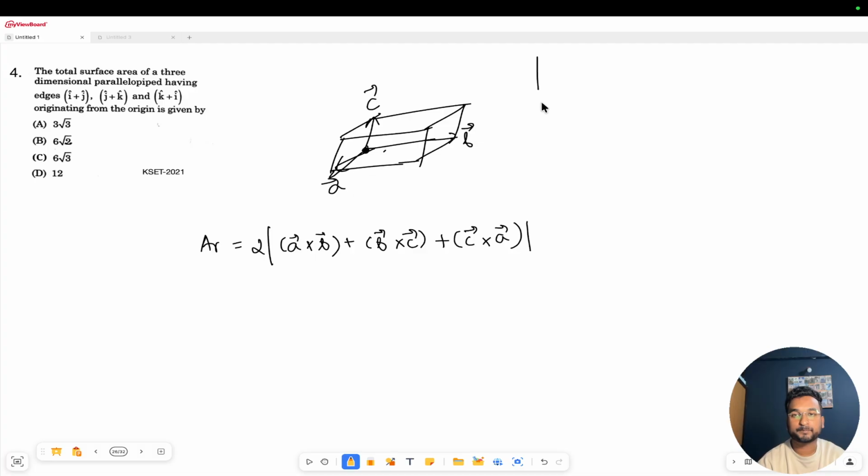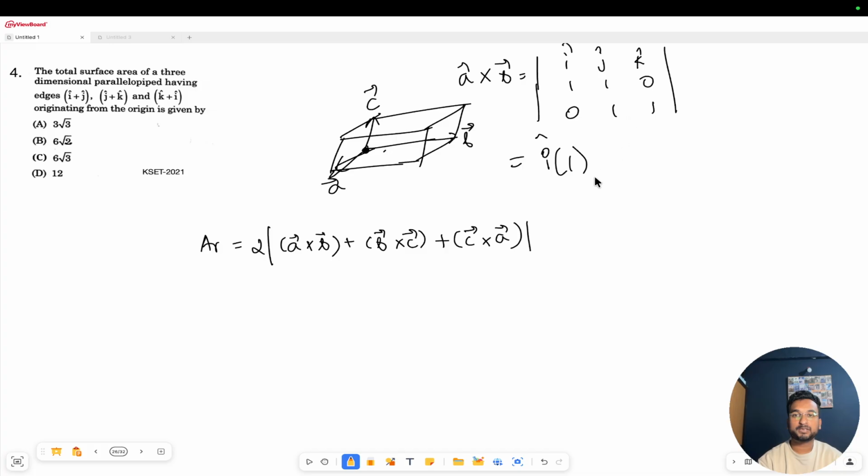So A cross B, what is this? i, j, k. What is the value of A? i plus j, so 1 1 0. And what is your B? It is j plus k, so it is 0 1 1. So what will be the value? The i cap you will get 1 minus 0, minus j cap, what you will get? 1 minus 0, and the k cap, what will be this? 1 minus 0, so 1.